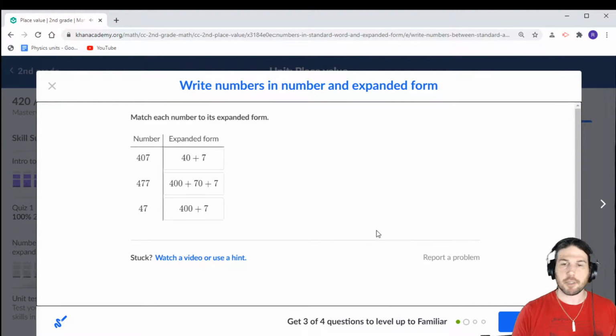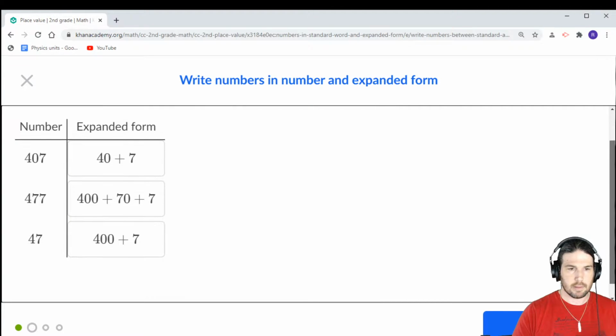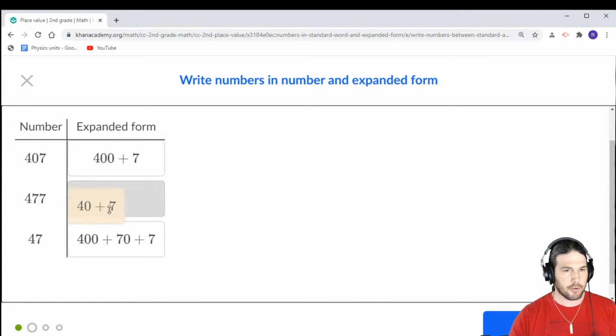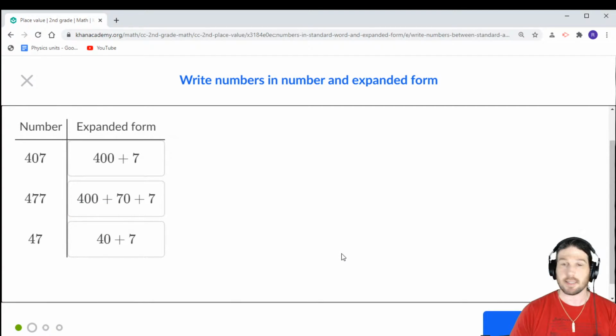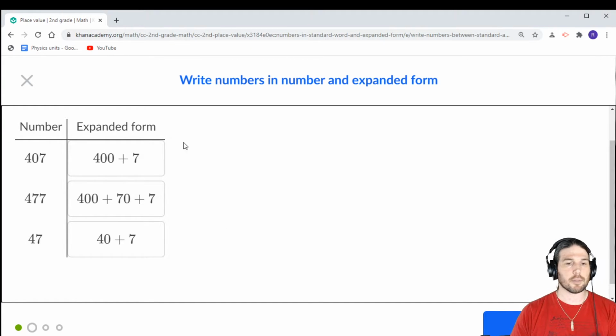Match each number to its expanded form. We'll zoom in a bit more. So yeah, I think we're actually almost there. 477 is 400 plus 70 plus 7. So now we just need to make sure we get the one with the hundreds matched with the hundreds, the tens matched with the tens. If that didn't make sense, what I basically knew is that 407 has 4 hundreds, 47 has 4 tens, so that's how I matched those up.